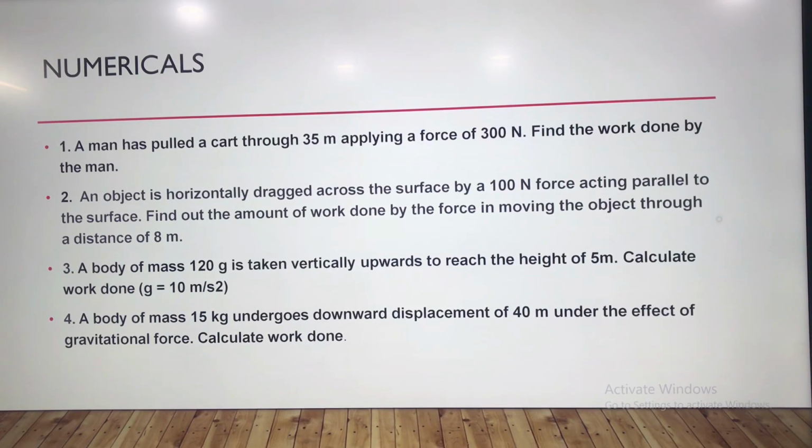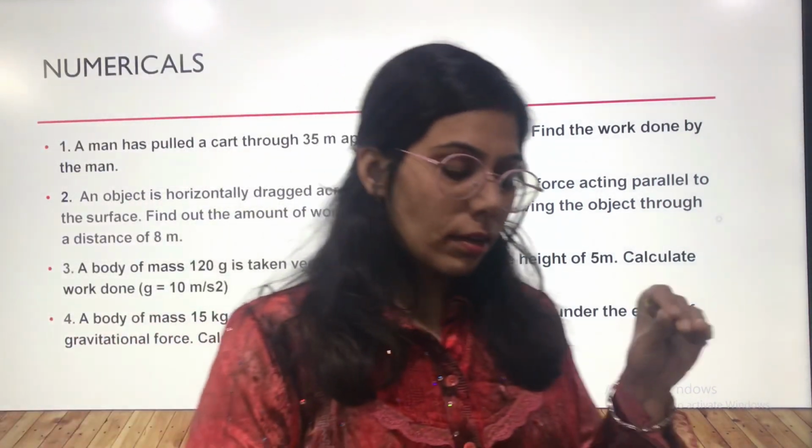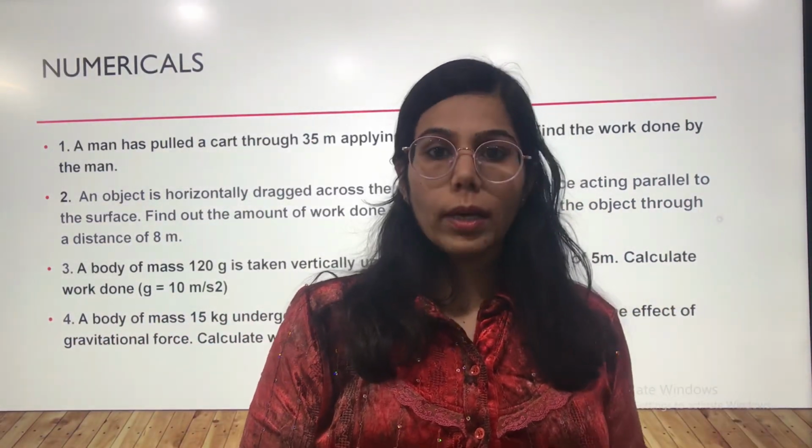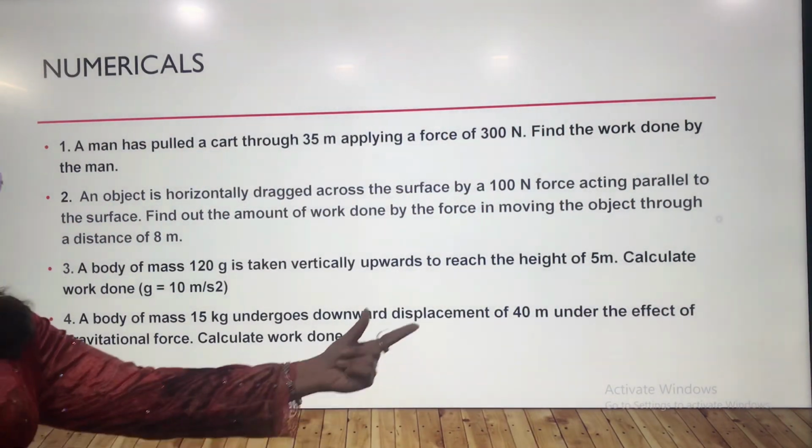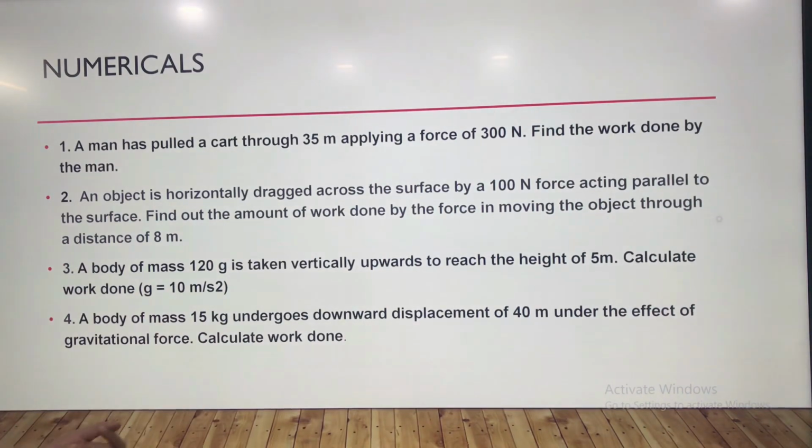Now our fourth numerical is, a body of mass 15 kilogram undergoes downward displacement of 40 meter under the effect of gravitational force, and we need to calculate the work done over here. That body of how much kgs? That is 15 kgs, and that is displaced downward due to the gravitational force. Okay, so how much it is displaced? It is displaced 40 meter. And now we need to calculate the work done over here.